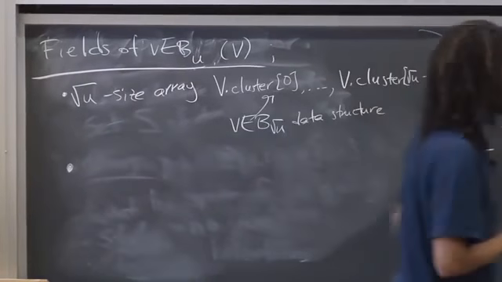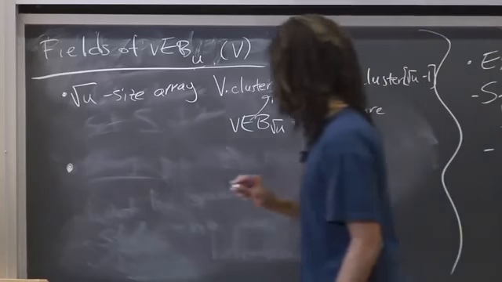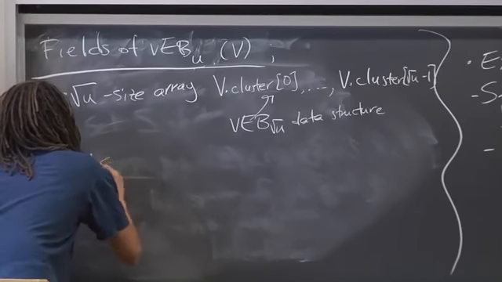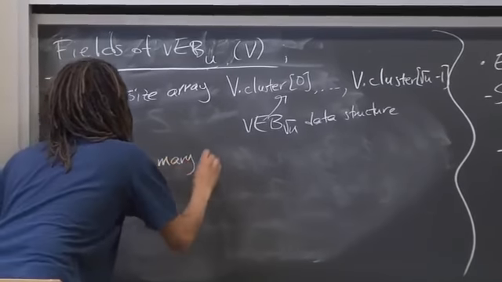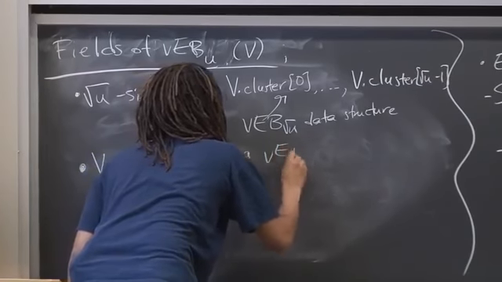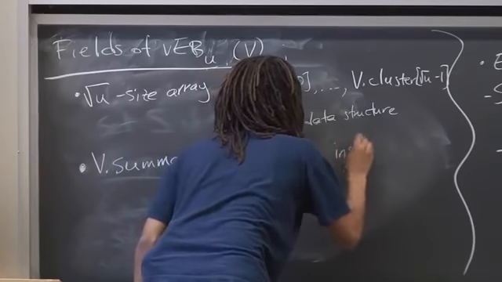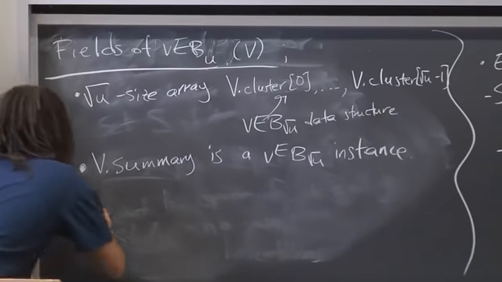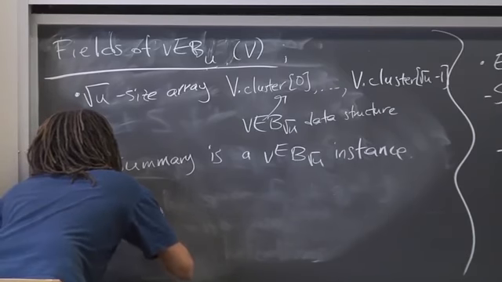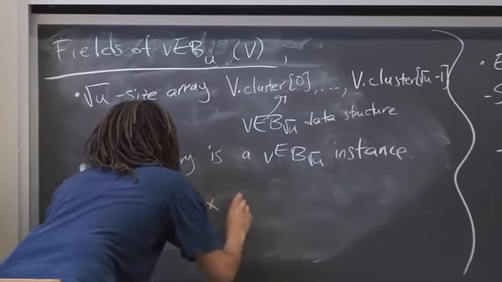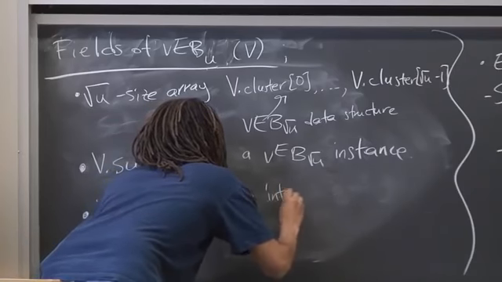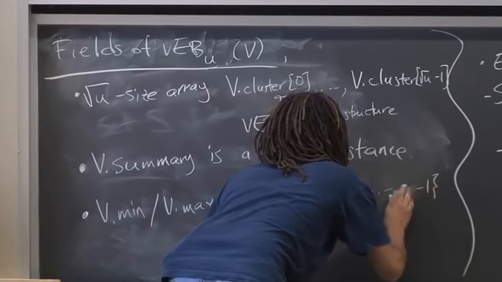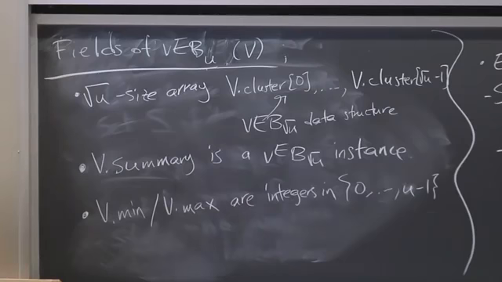We'll also store the max. Maybe I'll say that too. Let's say we also store the max. I'm going to write that down here. We also have a v.summary, which is a VEB square root U instance as well. And v.min, v.max are integers in the range from 0 up to U minus 1. Okay.